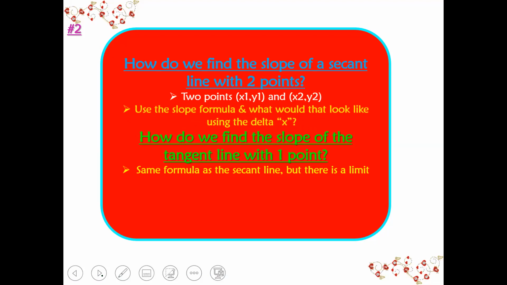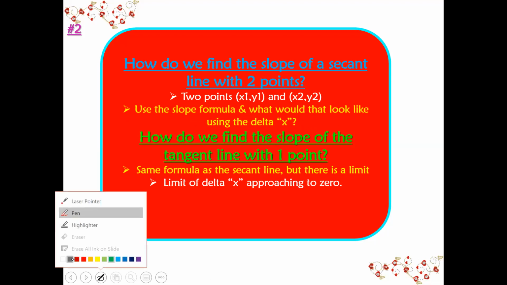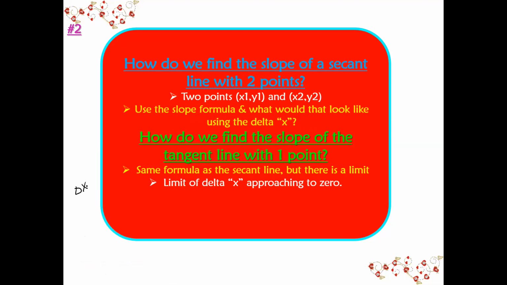How do you find the slope of a secant line? Generally, you would use the slope formula, which is y2 minus y1 over x2 minus x1. How do you go about finding the slope of a tangent line with only 1 point? It is the same formula as a secant line, but there is a limit, and that limit is represented by the delta x. So delta x is the change of x.